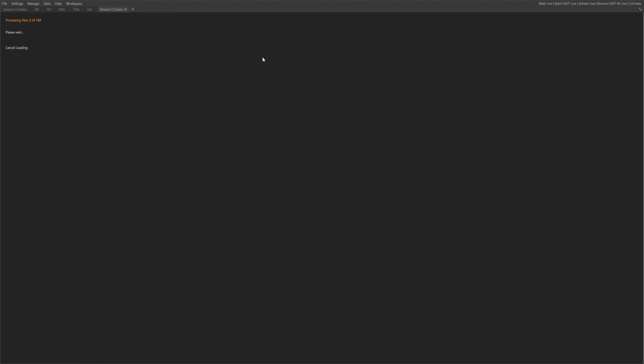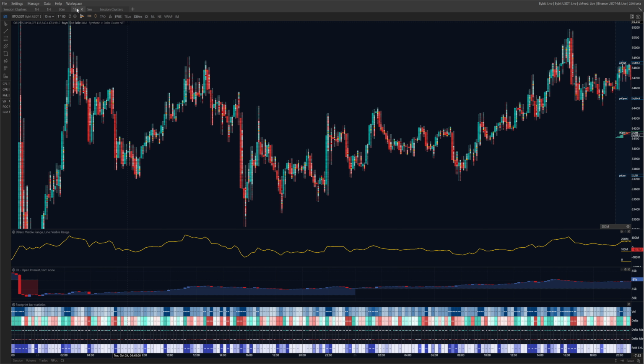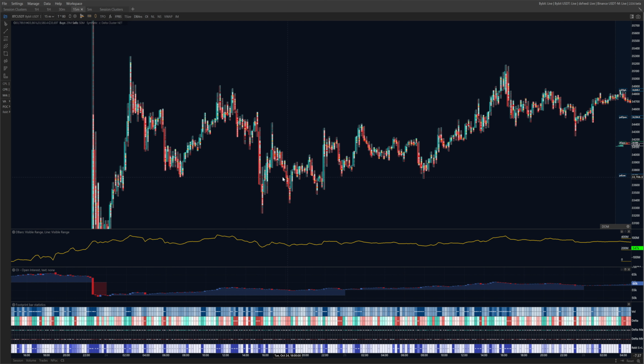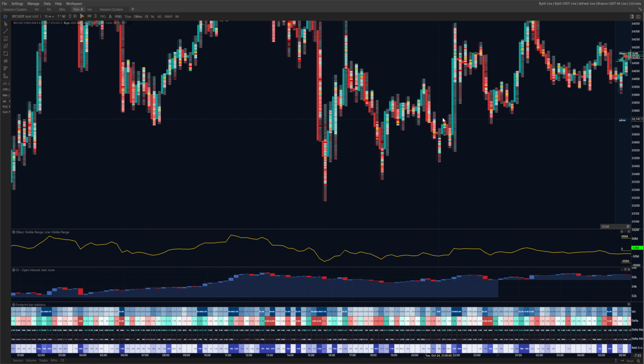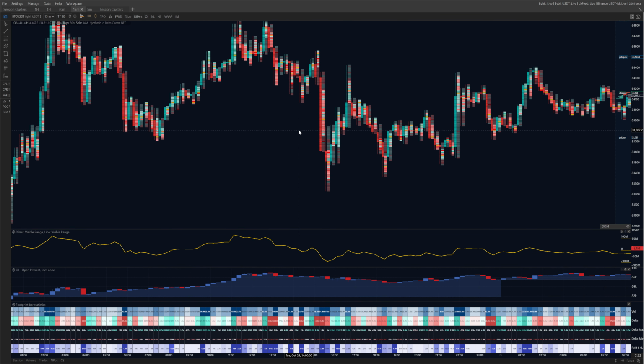session clusters. If this wants to load up here, let's see if one of these are loaded. We'll let them load up. But the 15 minute, the 5 minute, right, it's very, very common to see this on, okay?